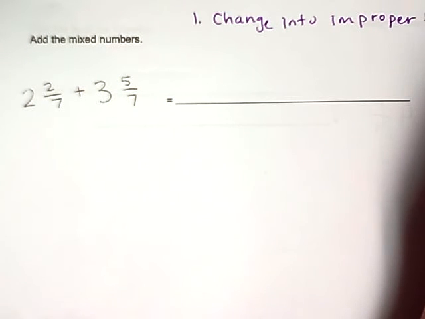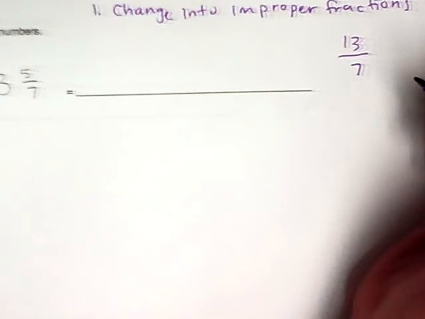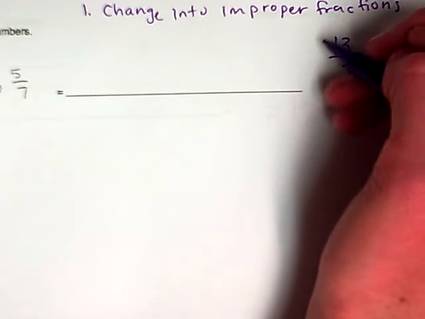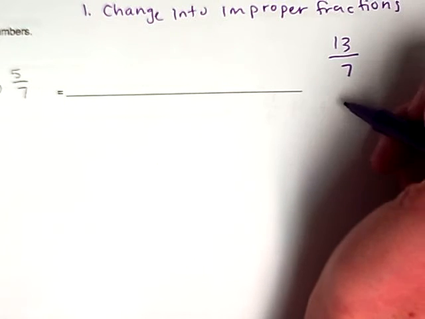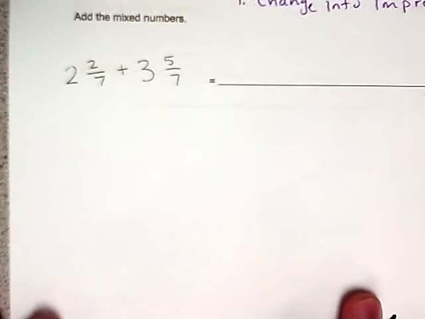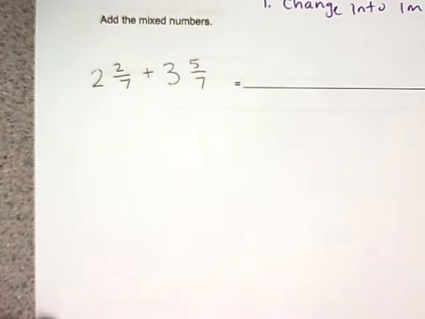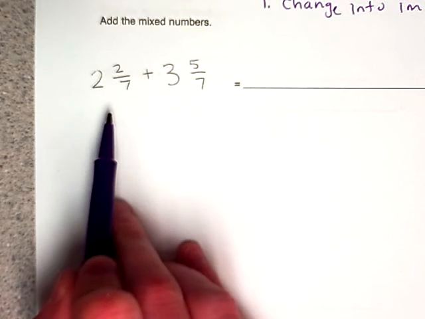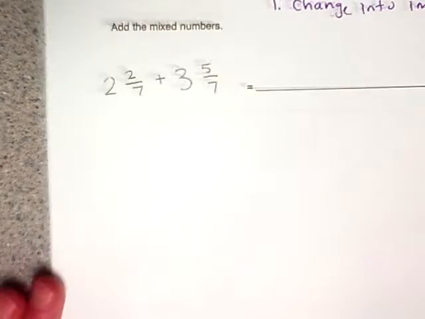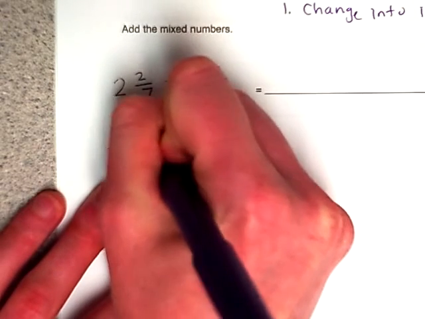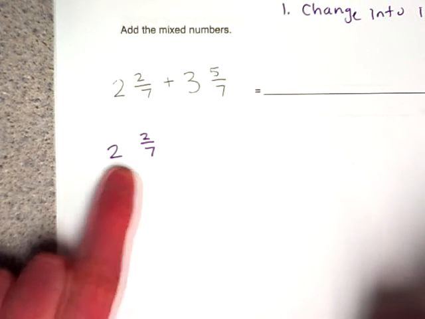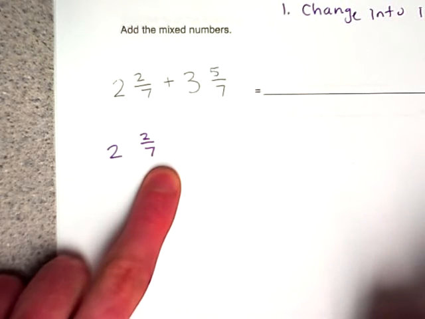It's when the top number is bigger than the bottom number. The numerator is bigger than the denominator. So how do we change a mixed number into an improper fraction? Good question. The first thing I'm going to do is rewrite it. I'm going to space it out a little bit so that there's a little bit of space in between my whole number and my fraction.